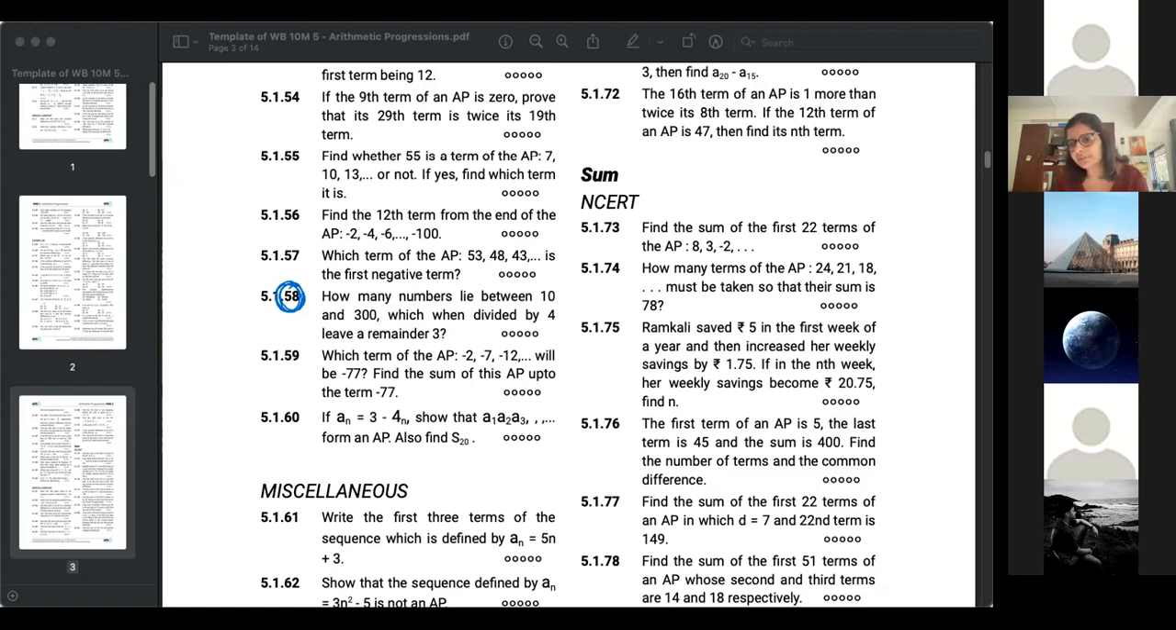Wait a minute. Common difference in question number 58. How did it become 3? How are you guys getting that? Common difference should be 4, shouldn't it? Yeah, my mistake. It's 4. Okay, that's a typo. Okay. I was wondering how everyone got the answer.